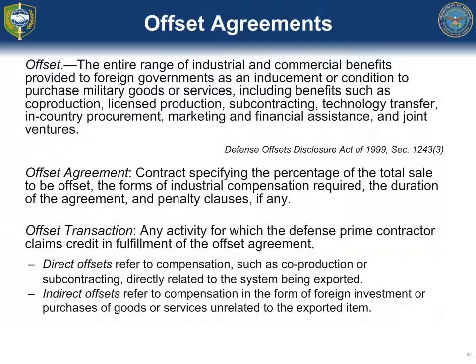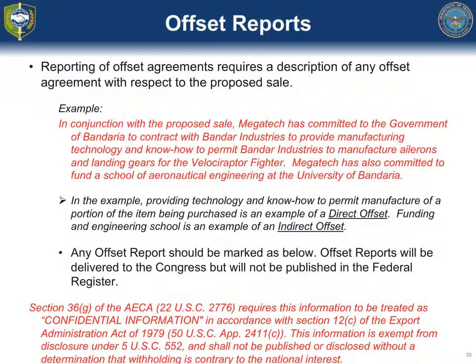Let's talk about those looking at a different slide. So here's an example. If I were reporting on an offset agreement with a description, I might say, in conjunction with the proposed sale, Megatech has committed to Bandaria to contract with Bandar Industries to provide manufacturing technology know-how to permit Bandar Industries to manufacture ailerons and landing gears for the Velociraptor fighter. I'm assuming that the Velociraptor fighter is what's for sale in this case. So that provision of pieces for the item being sold is a direct offset.